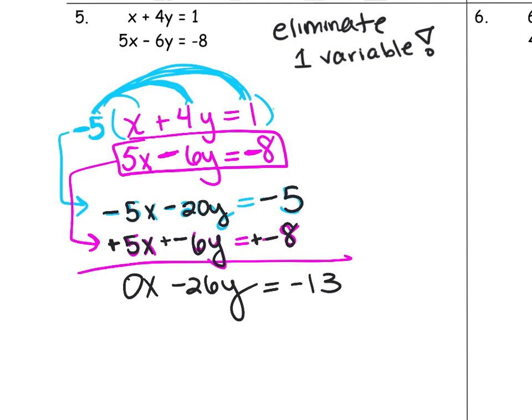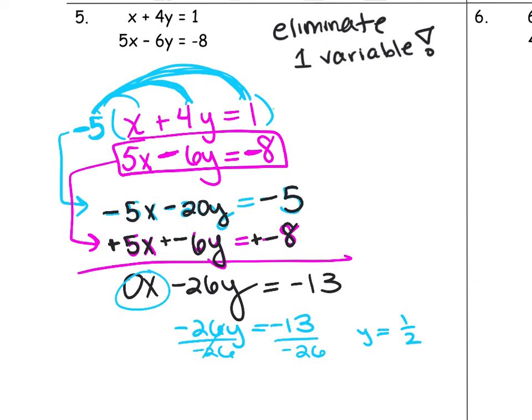We're getting y by itself. So I have negative 26y equals negative 13, right? 0 times x is 0. And we divide both sides by negative 26, and we get y to equal positive 1/2. You guys have calculators, right? A negative over a negative is a positive. I don't need to write that, though, hopefully. We can just write that as 1/2.